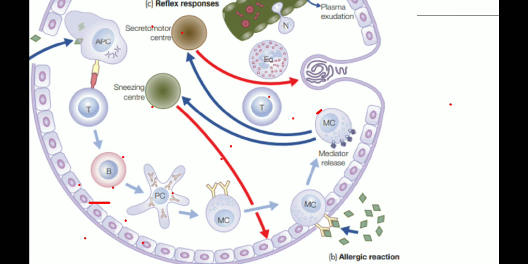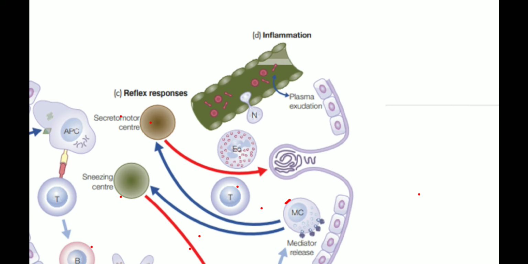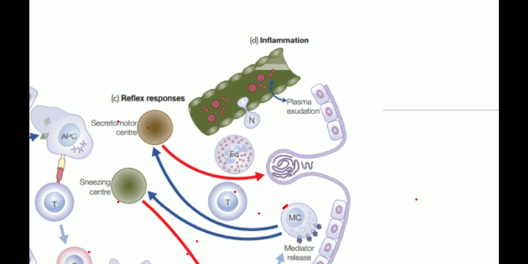Then there is a delayed phase, that is when there is infiltration of inflammatory cells like eosinophils, neutrophils, basophils or monocytes at the site of antigen deposition. That may cause swelling or congestion. So that is the delayed phase.